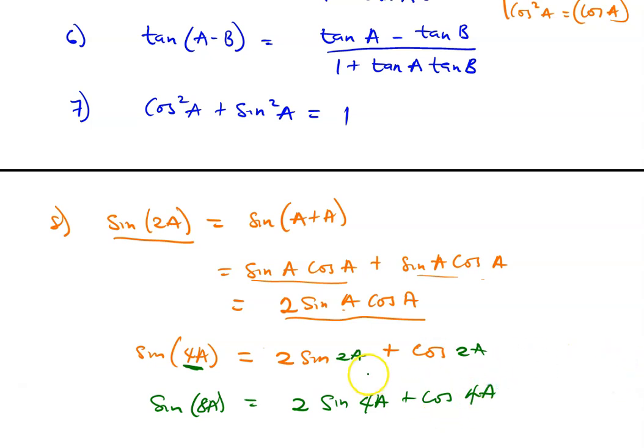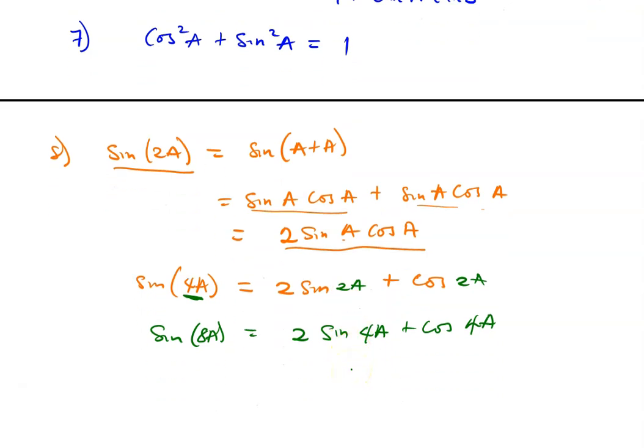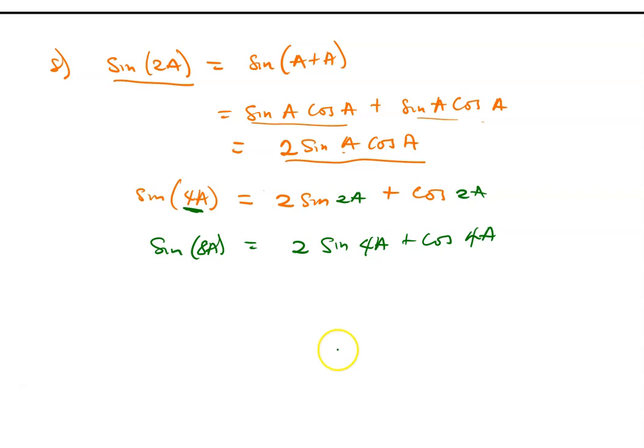So once I increase the angle with a multiple of 2, what is being affected? It is the angle within the results. So it just increases also with multiple of 2.